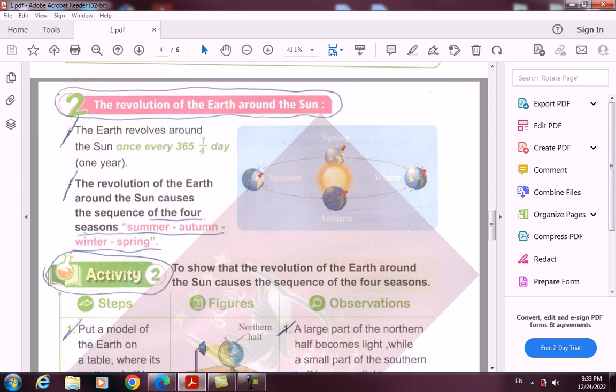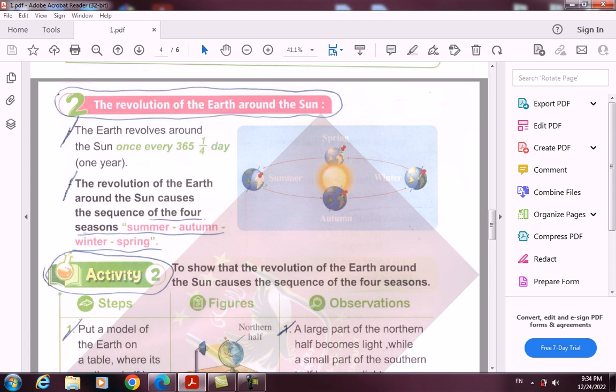Now let's talk about the revolution of the earth around the sun. Okay, how does this happen? If you can see, there is a spring, summer, winter, autumn in the figure, and you got two pieces of information on the left. The earth revolves around the sun once every 365 and a quarter days. So 365 and a quarter days represents 1 year, and this 1 year rotation is the complete revolution, or one complete cycle of earth around the sun.